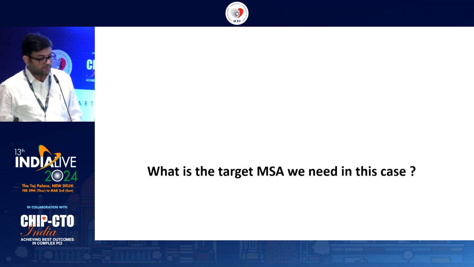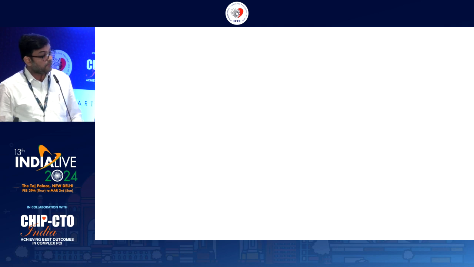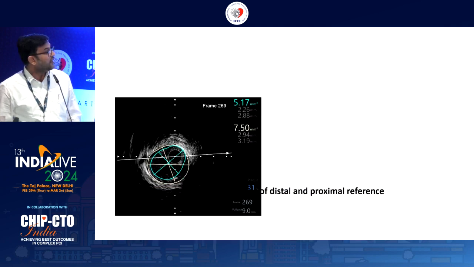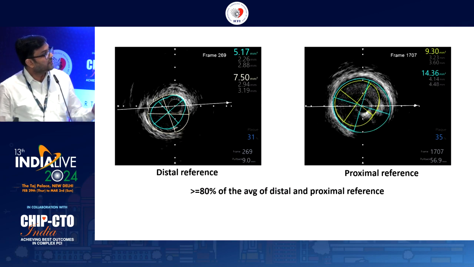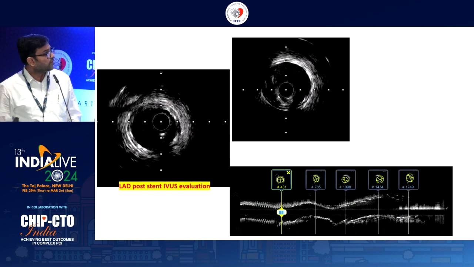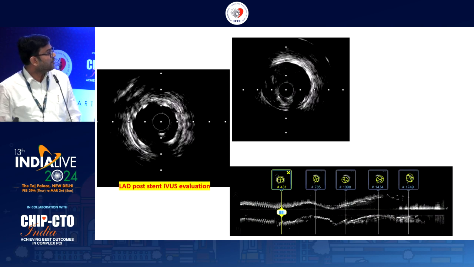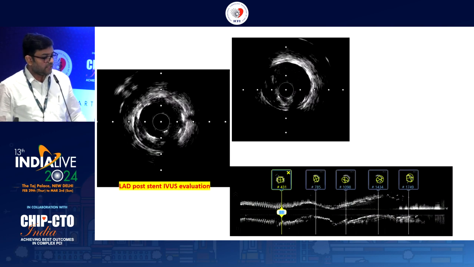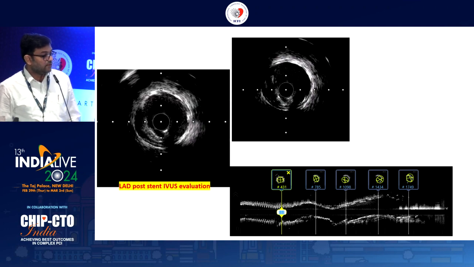As per my calculation, the distal area is 5.17 and the proximal area is 9.3. So at least 80% of the average area should be there to get a good result in terms of long-term follow-up. So 80% of the average is 5.7. I was looking at whether I got this area. After the post-stenting, the IVUS was like this.